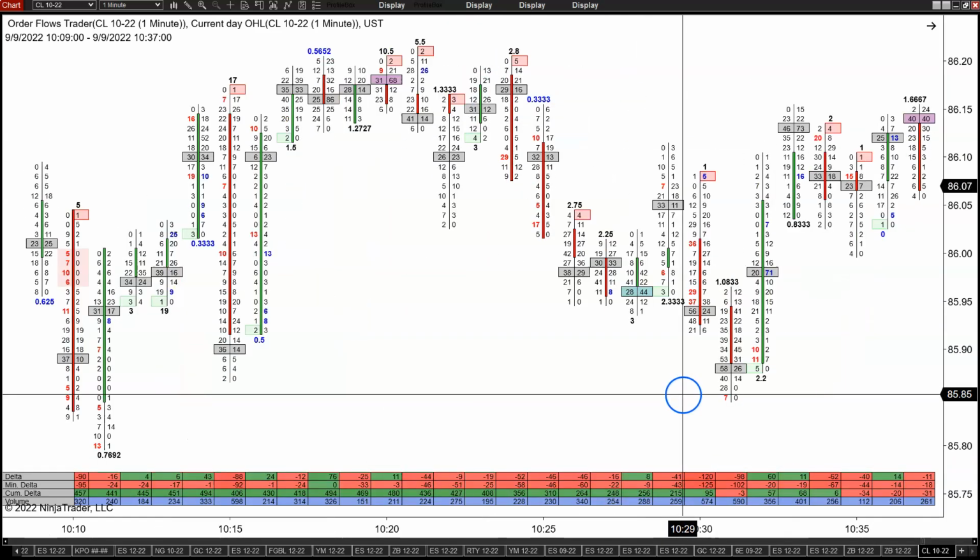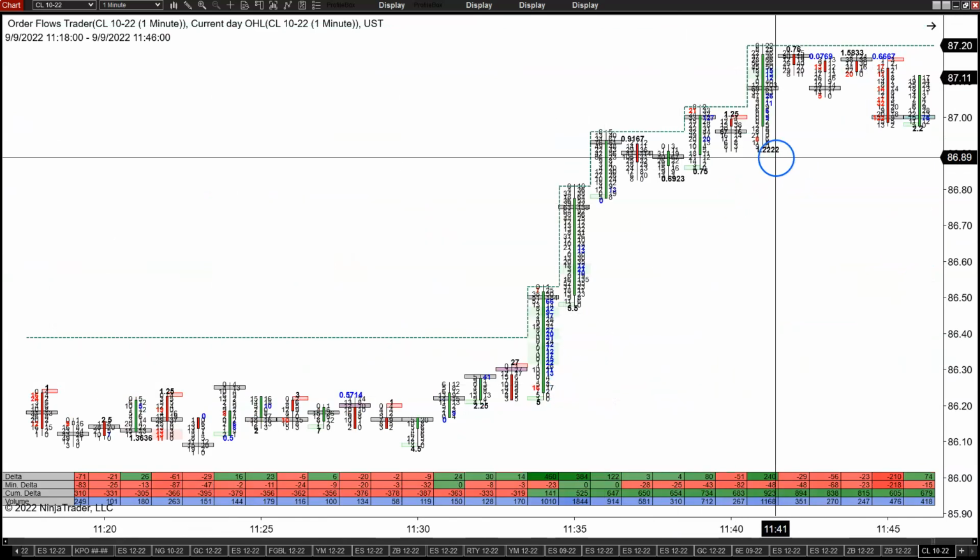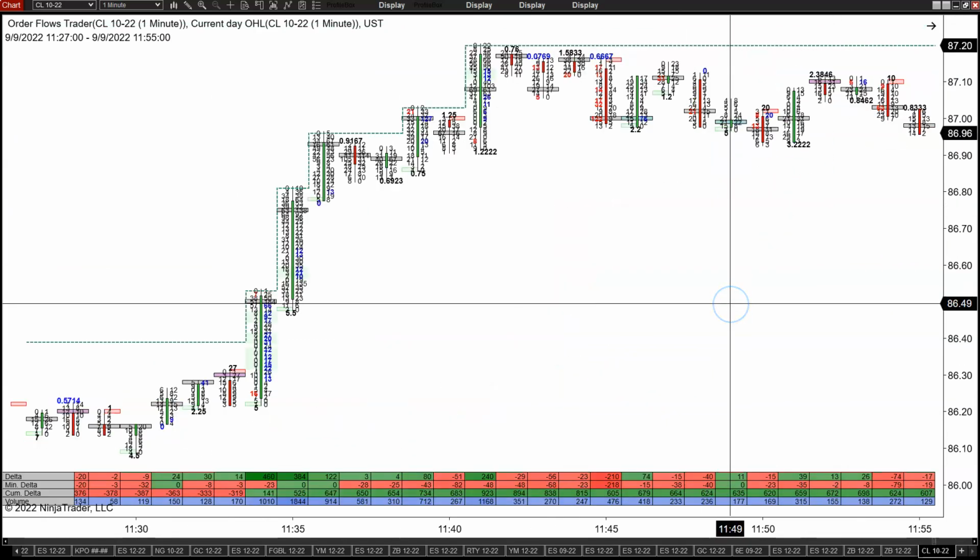But we had been trading in this tight range. We finally broke out of it and started making these nice new highs, up to 87.20.